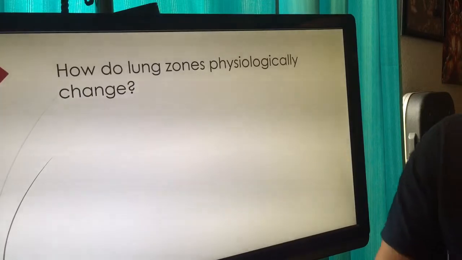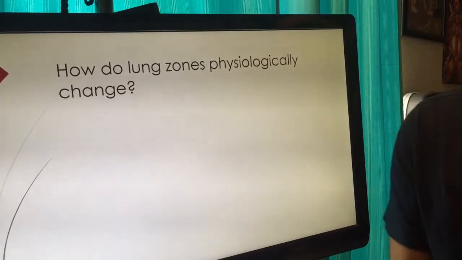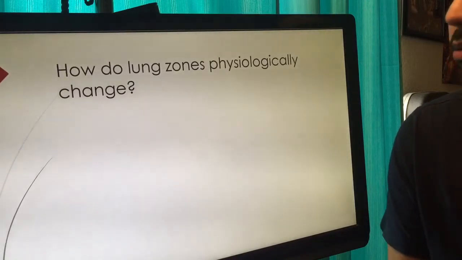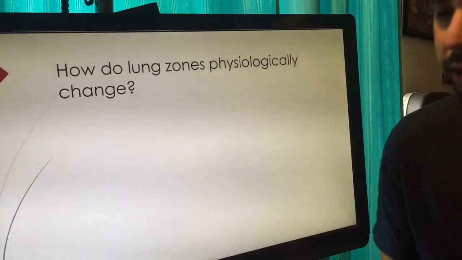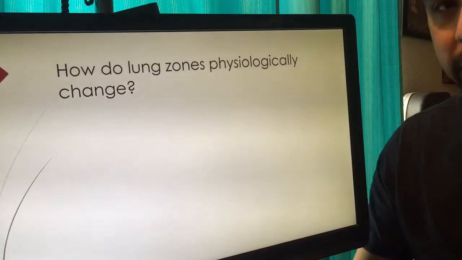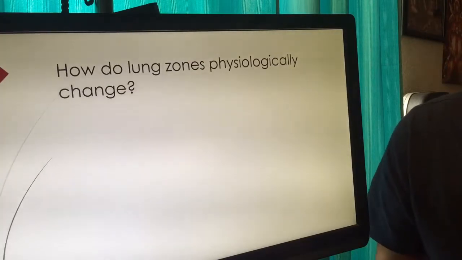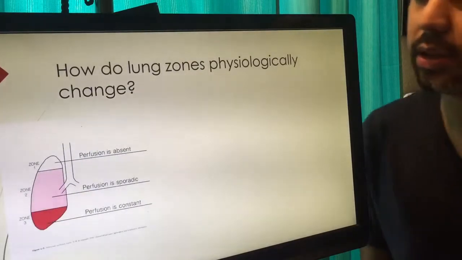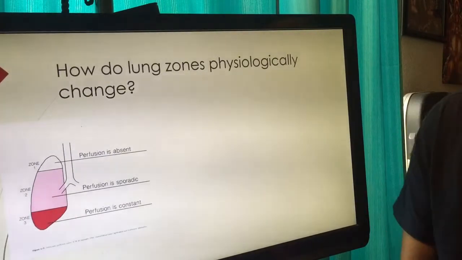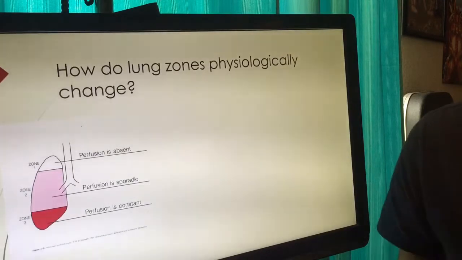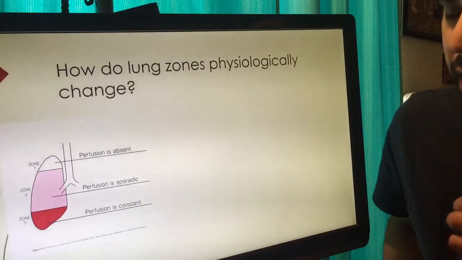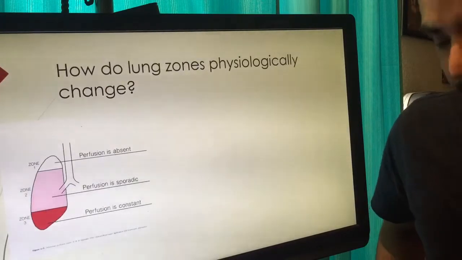So let's move on. This will be our third objective, and this is basically described as how do lung zones physiologically change. Kind of just an easier way to simplify that. Let's see the lung zones. There are 3 different ones in our lungs, and there's pulmonary blood flow coming through these zones, but there's supplemental blood going to each one.